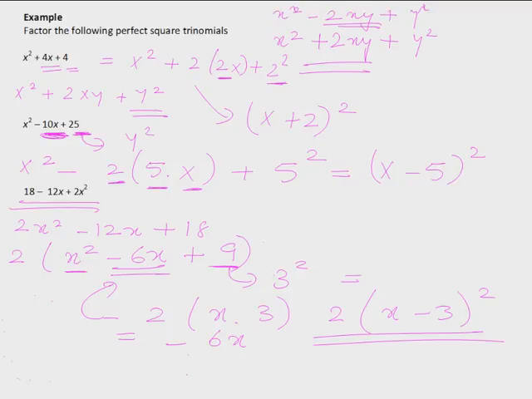So the three main steps are: identify your x square and your y square. Once you've identified your y square, which would probably be a number, then you find out y and test your middle term. Is the middle term that they've provided 2 into x into y? If the middle term doesn't match, then it's not a perfect square trinomial. Don't worry, we'll figure out ways of factoring those trinomials too, but they won't end up being a square. They won't be the same term squared.